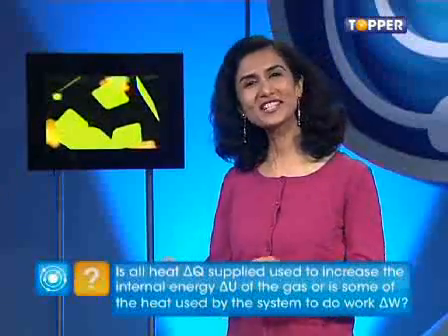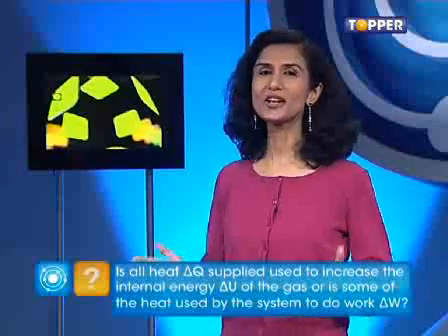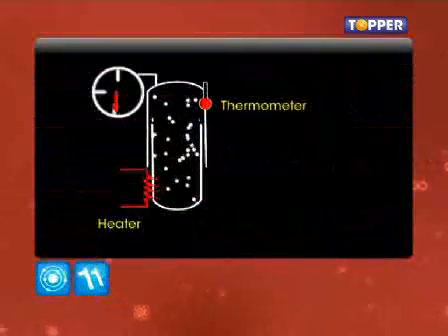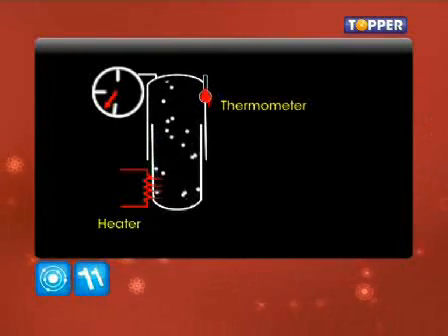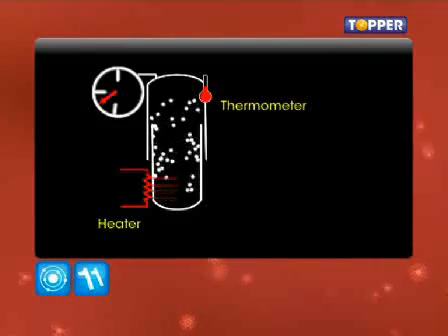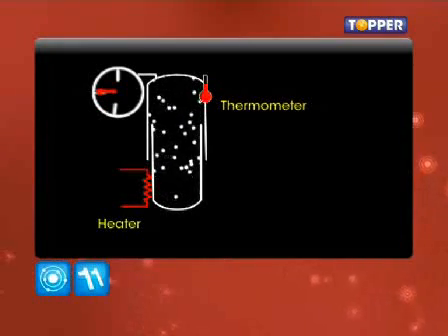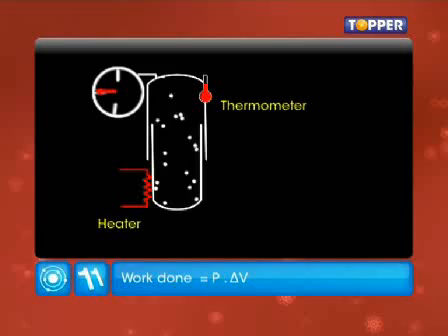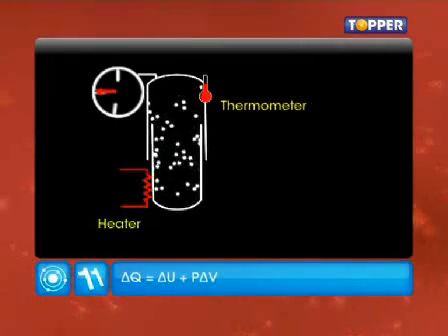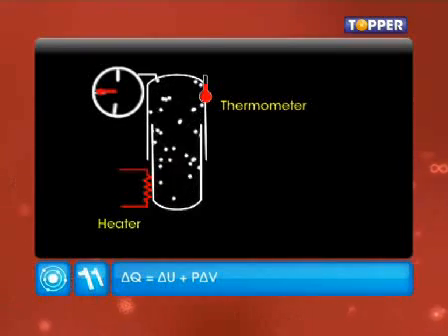The question is, is all heat supplied used to increase the internal energy of the gas and hence its temperature, or is some of the heat used to do work by the system? When we supply heat at constant pressure, some of the heat is used to do work, and some heat is used to change the internal energy, and hence the temperature of the system. When the heat is supplied at constant pressure, the work done is given by the product of pressure times the change in volume. Hence, from first law, heat required delta Q equals delta U plus P delta V.